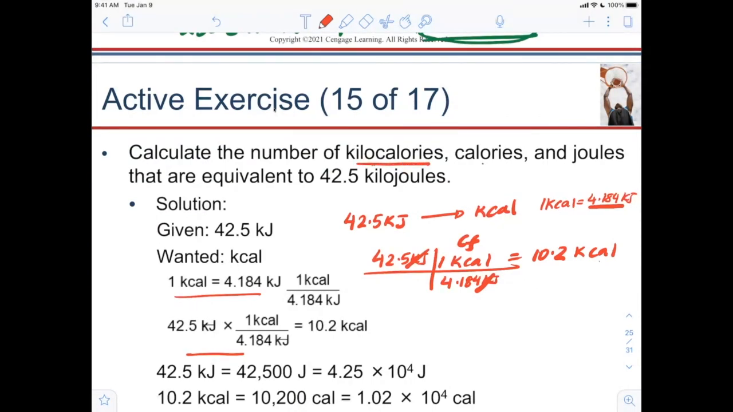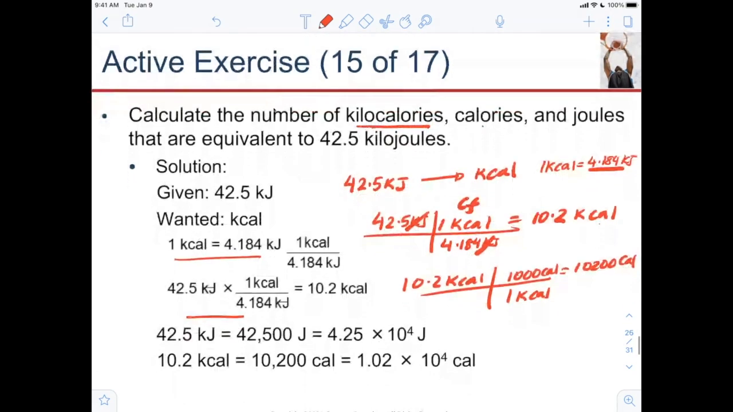Then to get from kilocalories to calories, you start with 10.2 kilocalories. You know, 1 kilocalorie is 1,000 calories. So take 10.2 times 1,000. Yes, I'm using my calculator just because it makes me feel good. Calories, right? Well, they got that here. And then what else? So we solve for this, we solve for this.